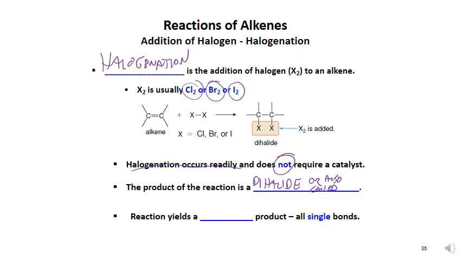or a synonym for it is a dihaloalkane, because the double bond is gone. The second bond between the carbon and the carbon, it's not a carbon-carbon double bond anymore, it's a carbon-carbon single bond. It's considered saturated because there's no multiple bonds.